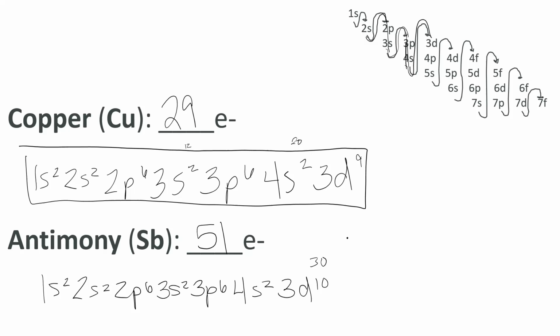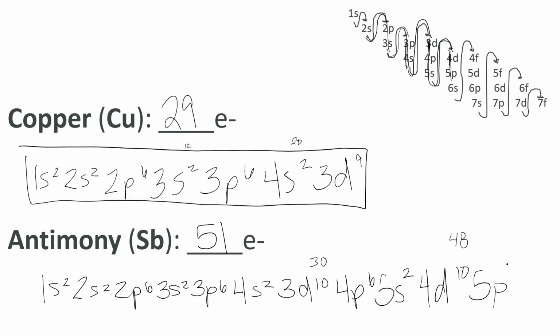I need 21 more. So I'm at 3d. I got to go down to 4p. That only gives me 36. I'm going to go down again. 5s2. That only gives me 38. Back up to 4d. 4d10 would give me 36, 38, 48. I'm close. 4d down to 5p. And I need 3, which P can handle. So antimony goes up to 5p3.